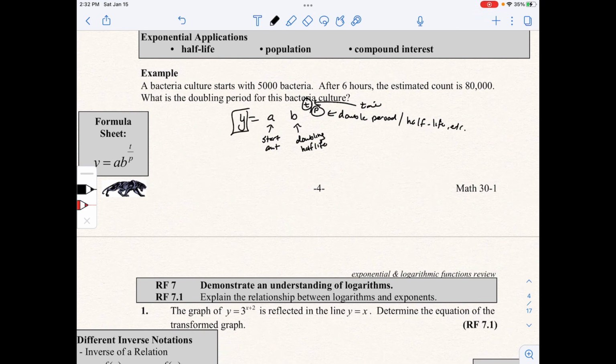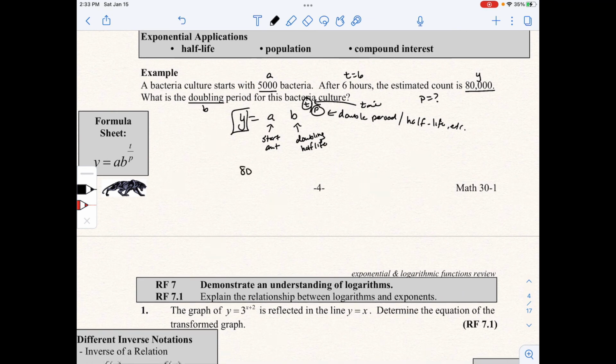So in this particular question, the bacteria starts at 5,000, so there's our A value. After 6 hours, so that's T is 6. The estimated count is 80,000, so that's our y value. That's what we end up with. What is the doubling period? So that's our B value. So we're looking to solve for P, aren't we? P is what we're actually trying to find for this question.